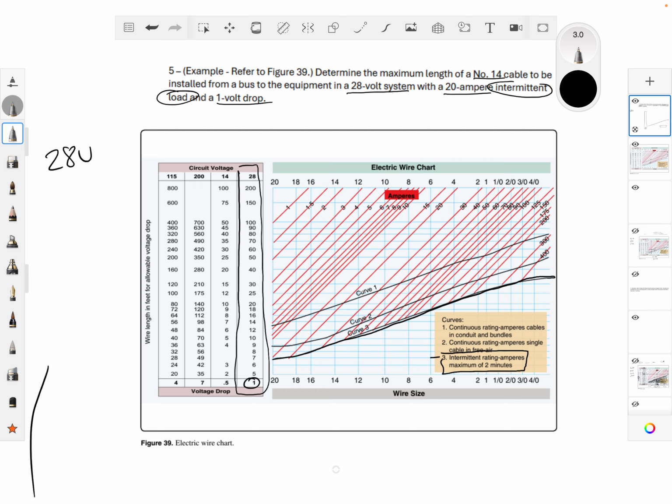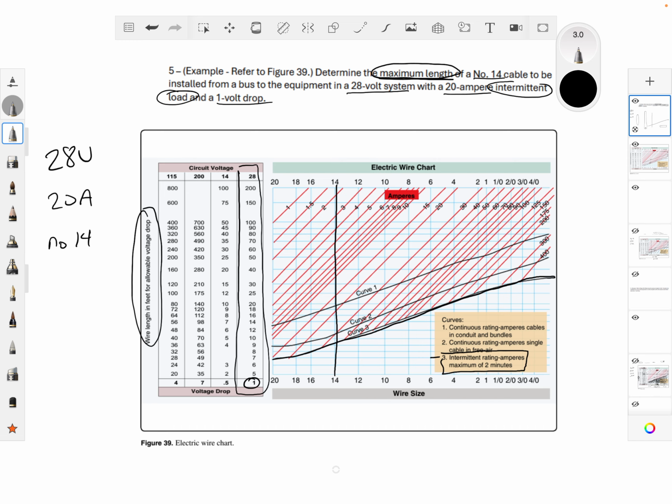And then we have a 20 amp load, and it is a number 14 wire size. Okay, so we have the correct column we're going to use. We know we need to be above curve 3, and we have 14. So here's our 14, right? Our 14 is going to be here. So we are determining the length. So we want to know the length. So we're going to get the number inside the column.